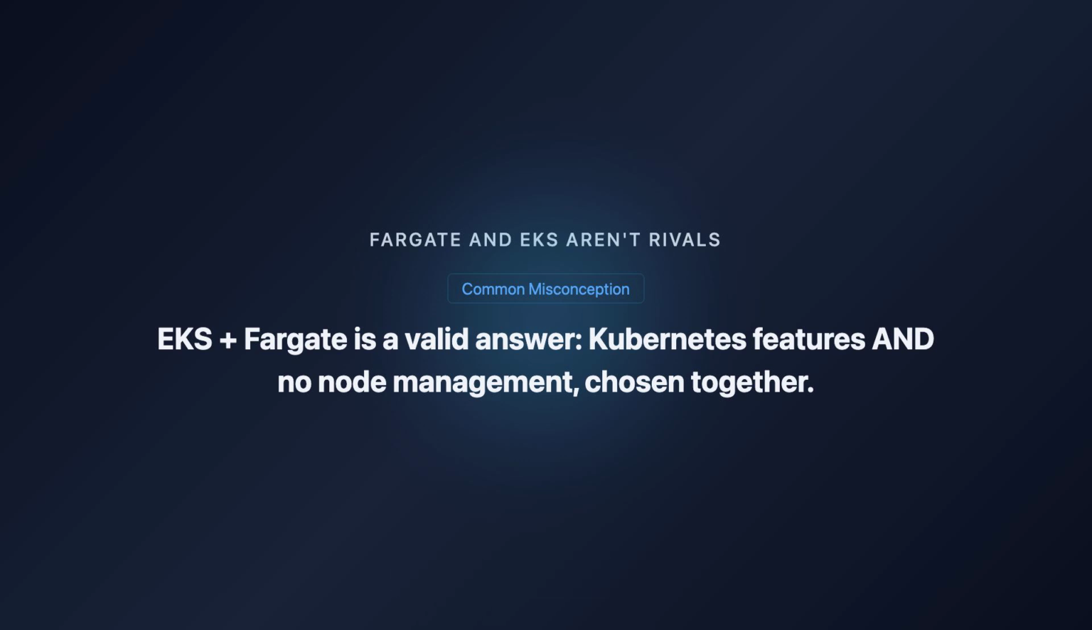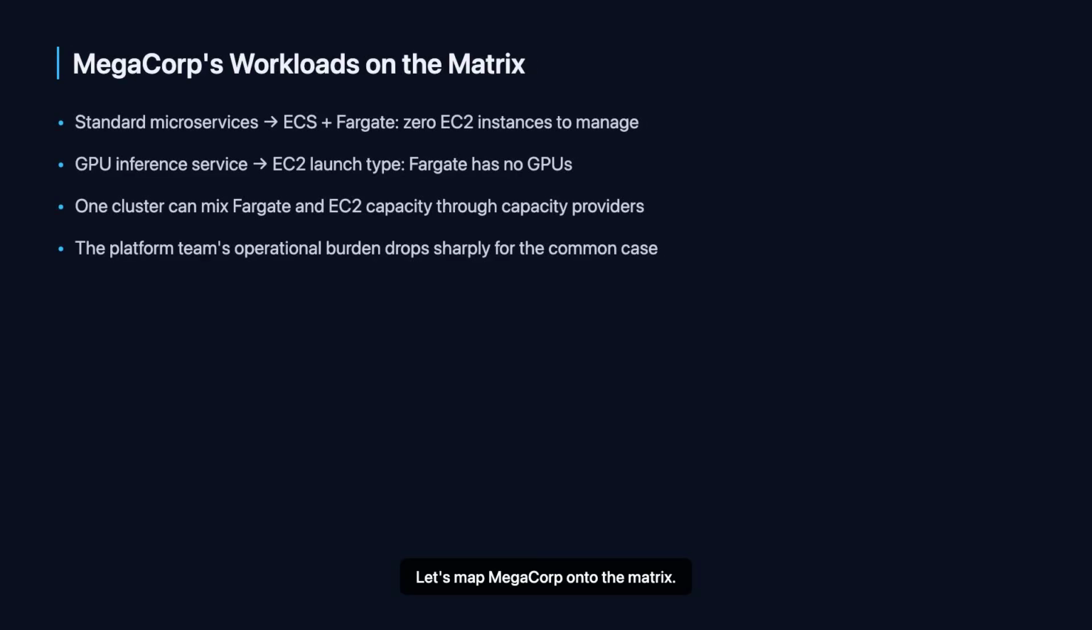You pick both. Let's map MegaCorp onto the matrix. The bulk of their services are standard stateless microservices. Those land on ECS plus Fargate, so the platform team manages 0 EC2 instances for the common case.